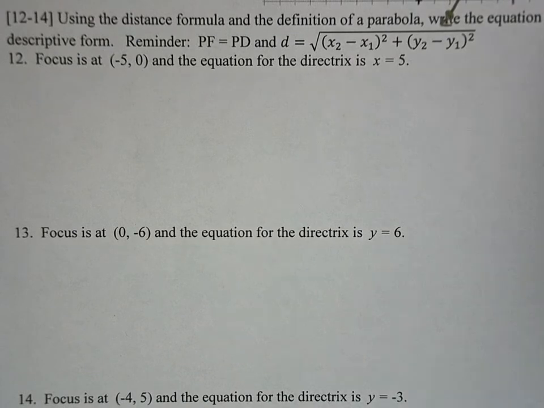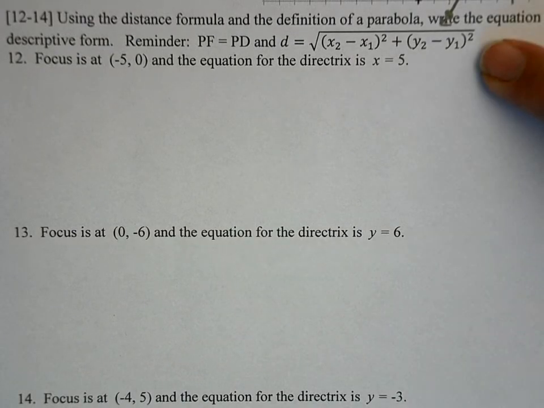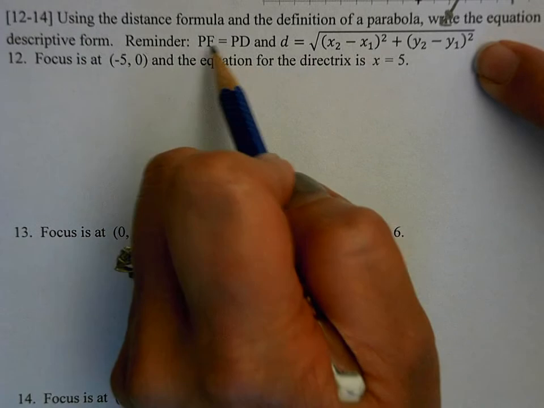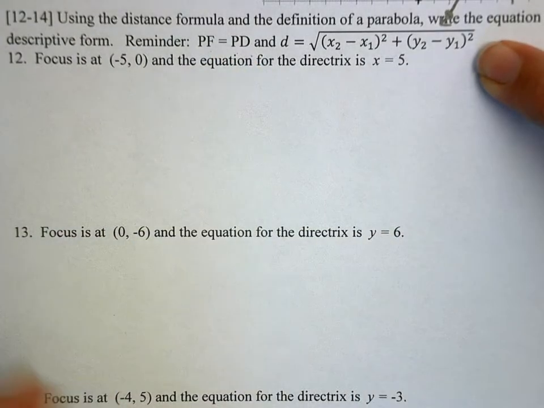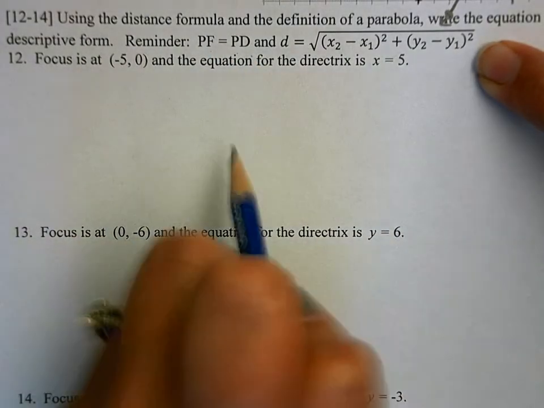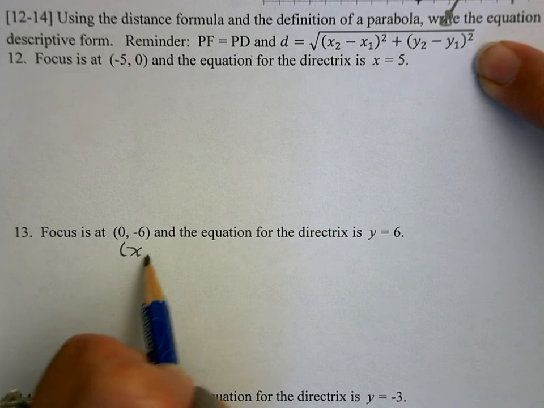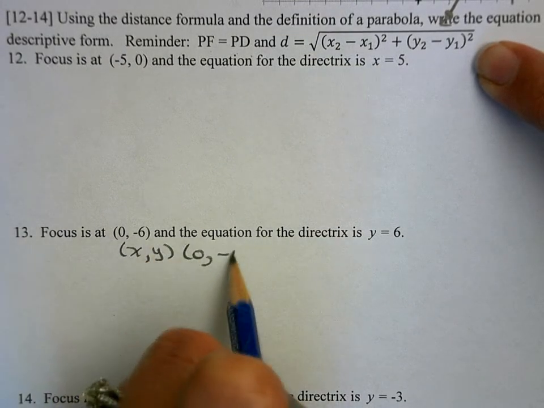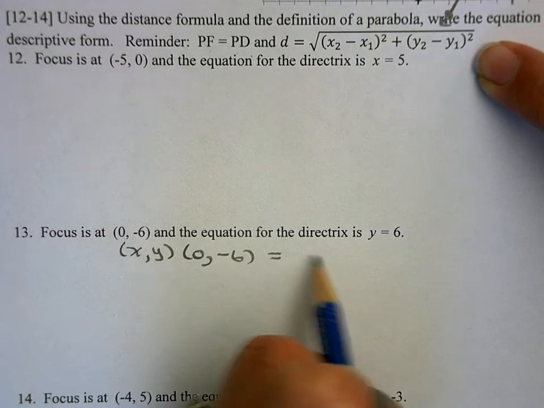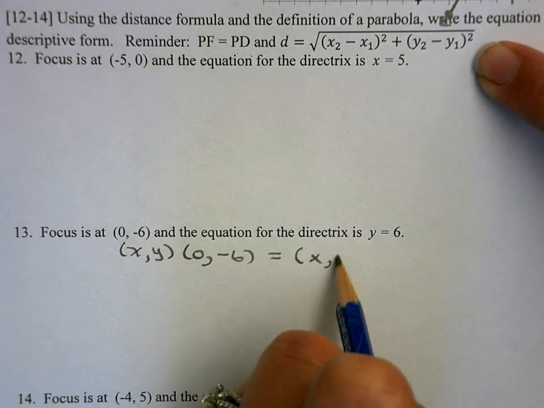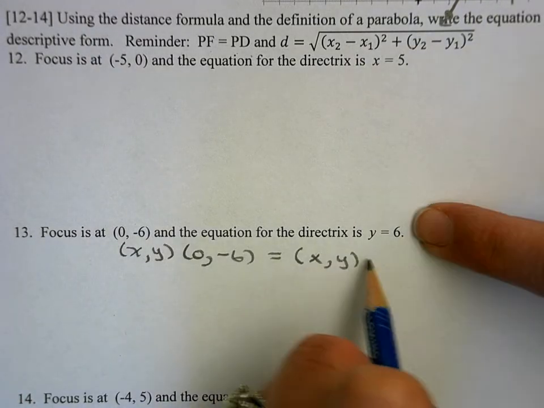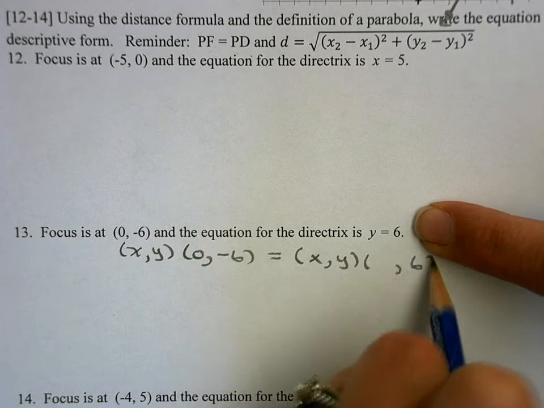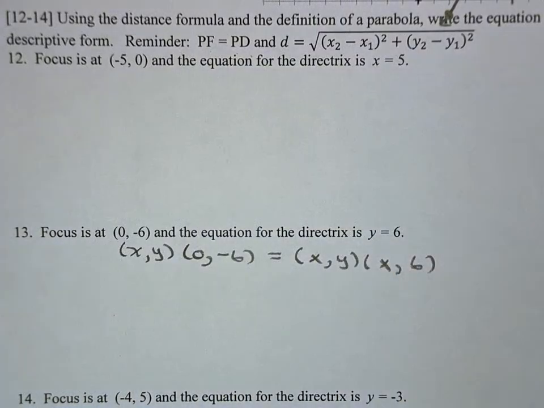So for here, I'm going to use the reminder that they're giving me. So we know the distance from P to F has to equal the distance from P to D. And so P is just the random point on the graph, so that would be xy. My focus was 0, negative 6. And so again, P, so my random point xy, and then the directrix, so the y value is 6, and I don't know the x, or the x can be anything, right? So if the x can be anything, we just use x.